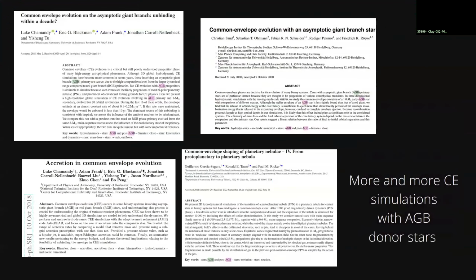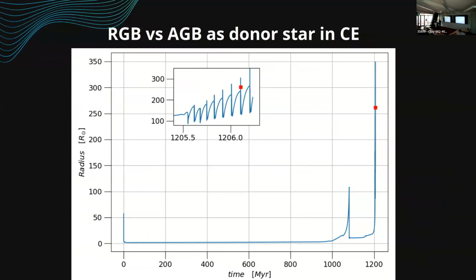Until very recently, until 2018 or so, most of the works in common envelope simulations were done using RGB stars. However, over the last 4 years, more people have started working on AGB donor stars implemented in common envelopes. RGB is here just to give a quick recap. This is how the radius of a two solar mass star evolves over time. This is the early AGB phase, and this is the thermally pulsating AGB phase.